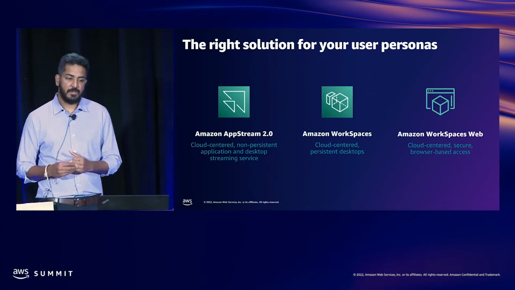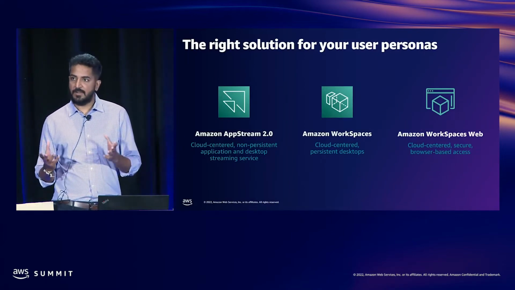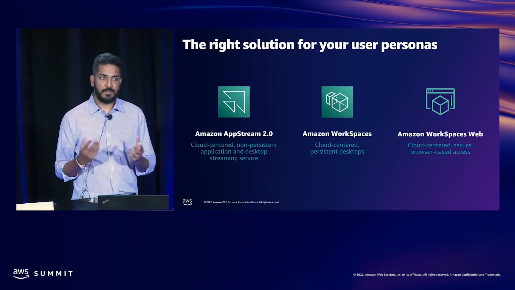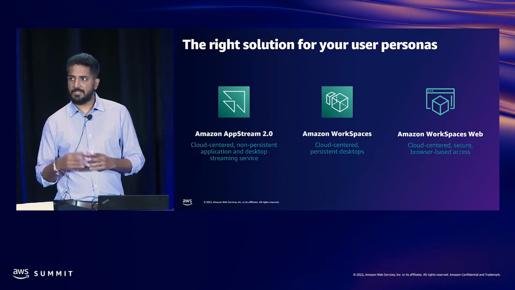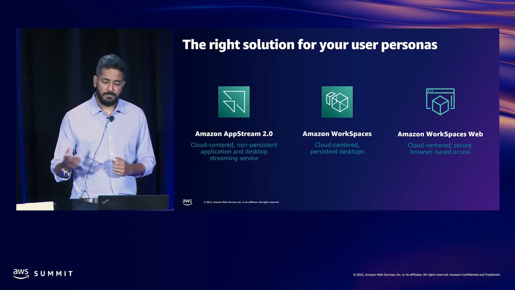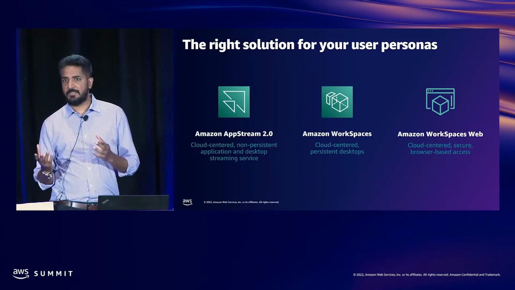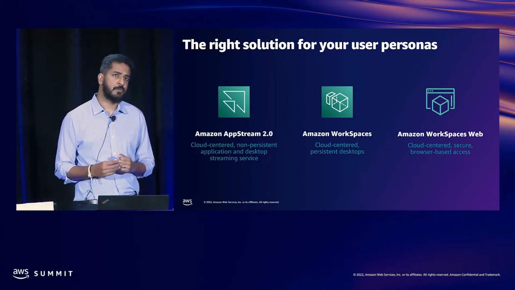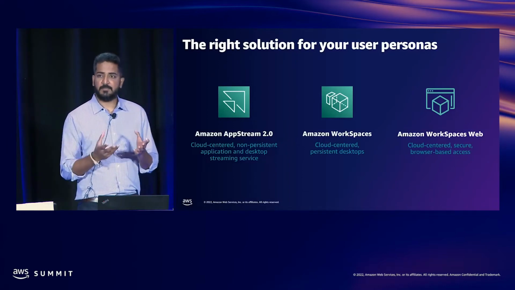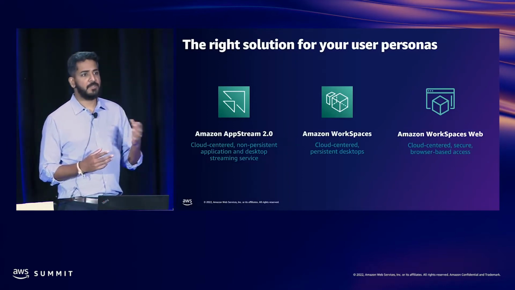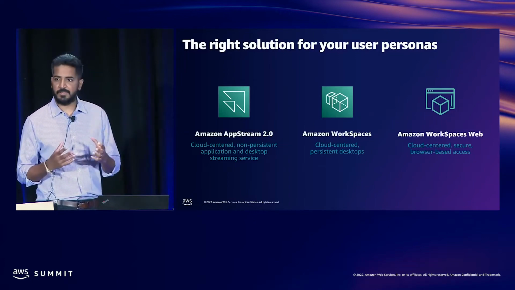One is Amazon AppStream 2.0. It is a cloud centralized solution. It is a non-persistent desktop, and it's mainly a browser-based solution. Then you have Amazon WorkSpaces. It's a more persistent desktop. So the big difference, I would say, between AppStream and WorkSpaces is the persistence part of it. AppStream is non-persistent. It always comes off from a golden image that you have created.